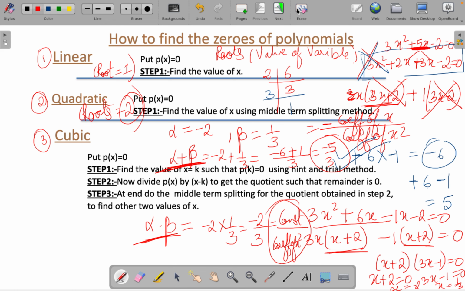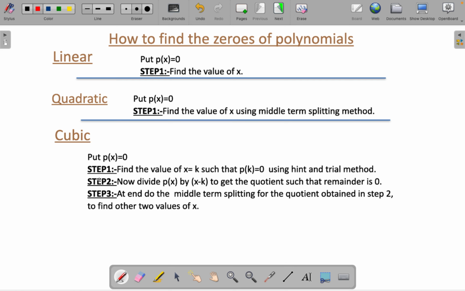Okay, now let's talk about the last, a cubic equation. Let me first take an example. Let's take 2x cube minus 5x square minus 4x plus 8 as a cubic polynomial. So obviously this is a cubic polynomial. The first step is I want you to put it equal to 0. Now have a look at the steps which I have written. Find the value of x which is equal to k such that p of k is 0. मतलब x की कोई ऐसी value find करिए जिससे कि ये पूरी equation equal to 0 आ जाए, जो कि इसका factor हो जाए basically.